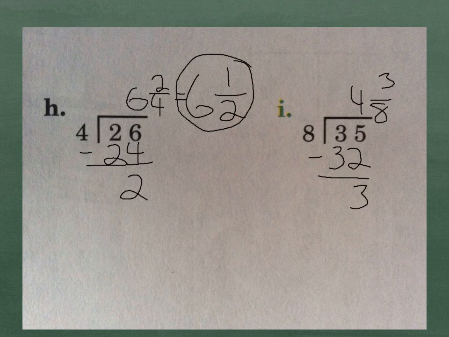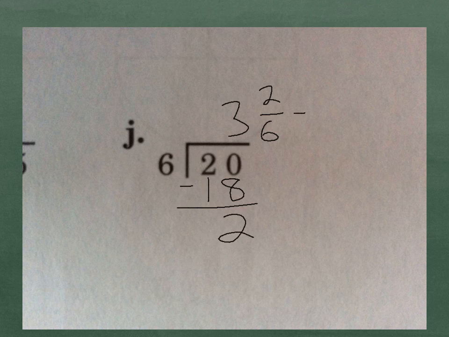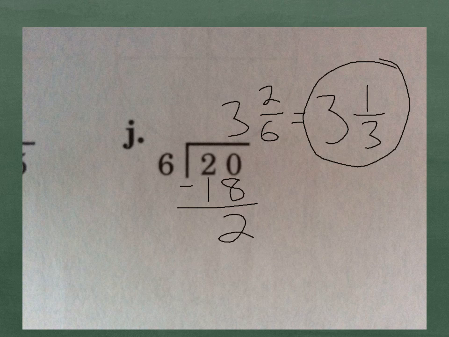J. How many times does 6 go into 20? 3 times. 3 times 6 is 18. Subtract and you get 2. So we get 3 and 2/6, which can be reduced. What goes into 2 and 6? 2 does. 2 goes into 2 one time, 2 goes into 6 3 times. And our answer is 3 and 1/3.